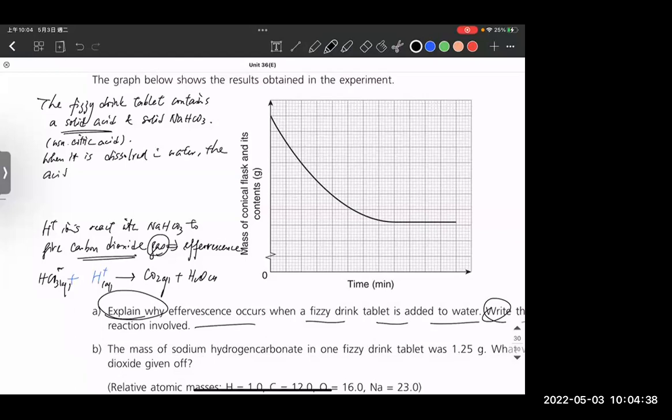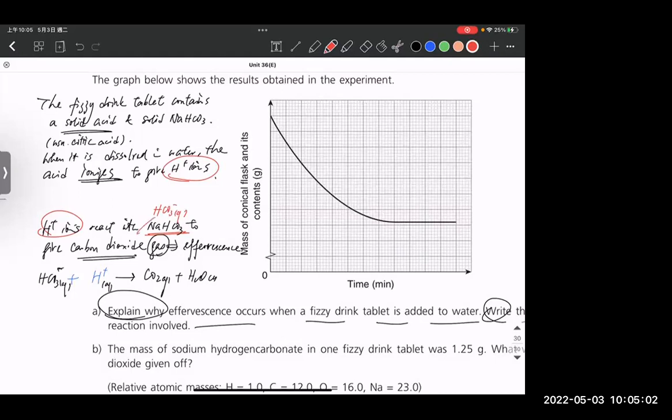The acid, you use one technical term, I need to hear about this term. Anyone who can try? Ionizes. Yes, ionizes, right? So this is the key point. Ionizes to give hydrogen ion. So that's why I have hydrogen ion to react with sodium hydrogen carbonate, or in particular hydrogen carbonate ion.